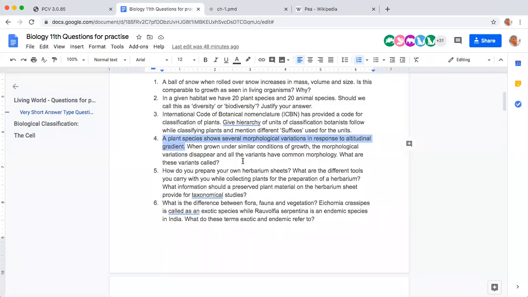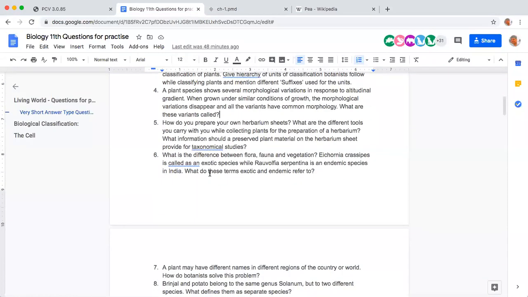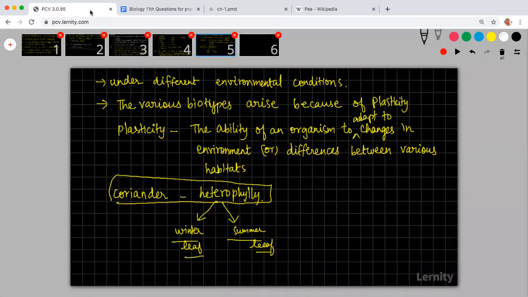Okay, now moving on to the next question. How do you prepare herbarium sheets? What are the different tools that you will carry while you are collecting plants for a herbarium? I have given the answer for that in the class itself. So here you need to know how it is done. There are some things that you should know.